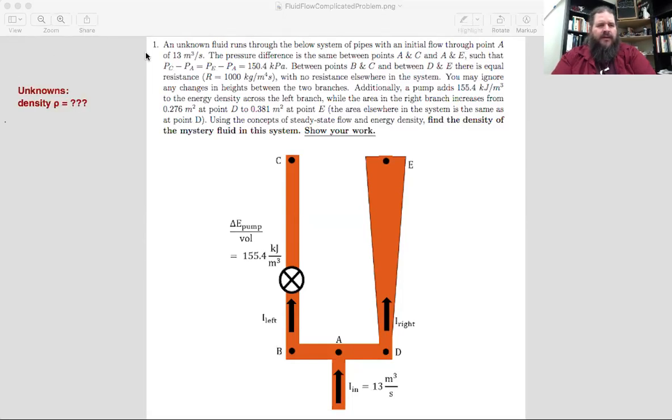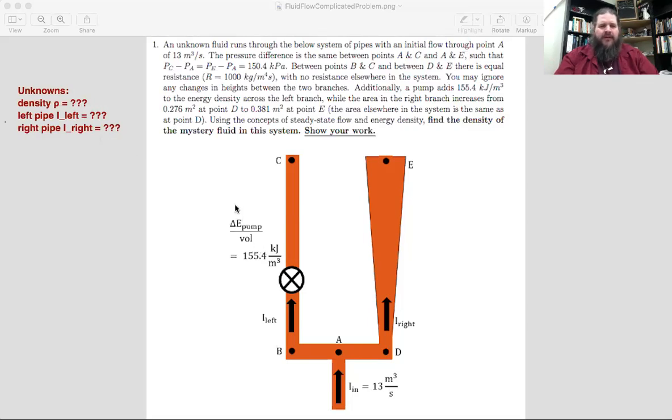We don't know the density, and we don't know the left pipe current, and we don't know the right pipe current. So we've got 3 unknown values. We don't know the density of the fluid. We don't know the current flowing through the left pipe. We don't know the current flowing through the right pipe. And I think we know everything else.